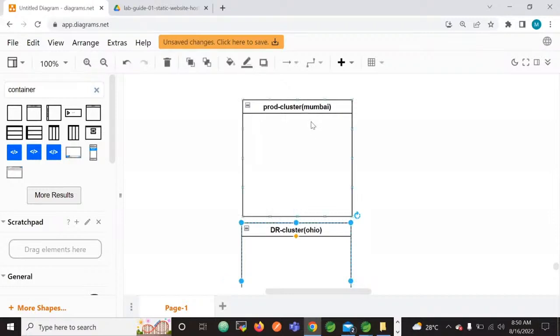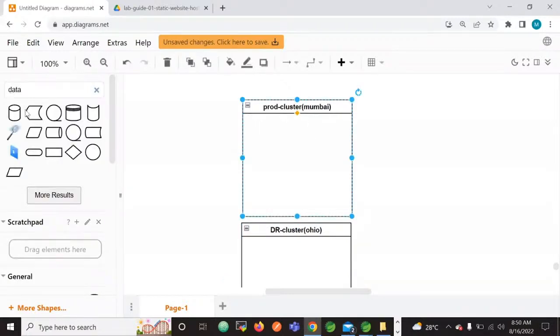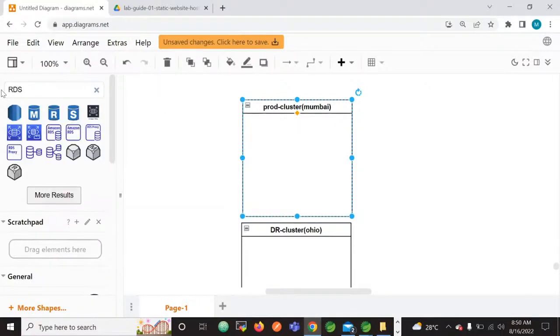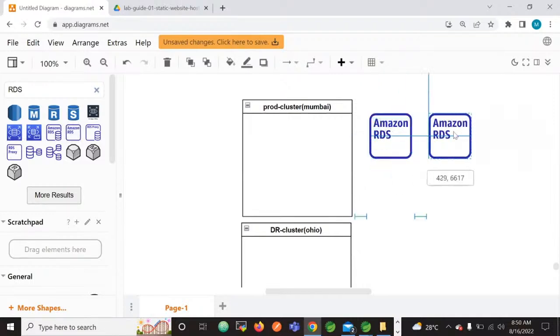Now, who will set up these clusters? Cloud engineers. Fine. Now there are databases, isn't it? RDS or any other. Maybe we can use RDS. So assume this is the database it is using. Now data engineers will make sure of database replication. That means the data of one database has to be replicated to another database.